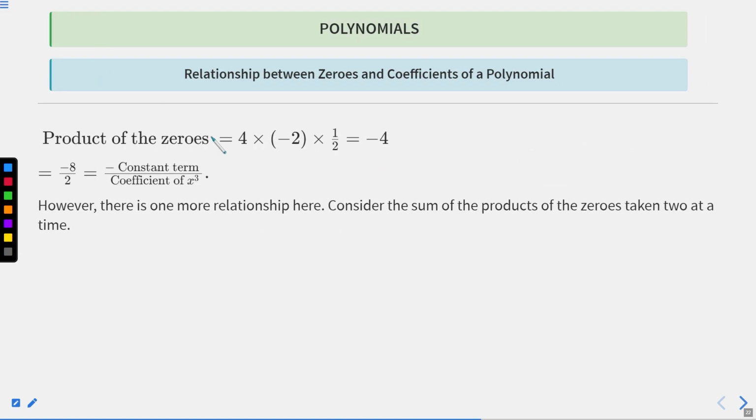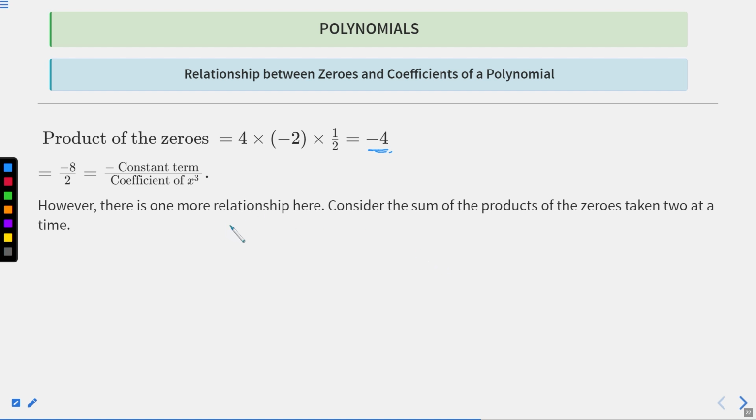Now the product of the zeros is equal to 4 times minus 2 times 1 by 2, and this is equal to minus 4, and it can be written as minus 8 upon 2. And if you see the cubic polynomial, then you will see 8 is basically the constant term of this cubic polynomial, and the coefficient of x cube is 2. So minus 8 by 2 is basically equal to minus constant term divided by coefficient of x cube.